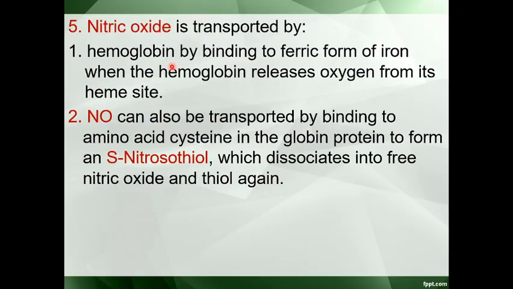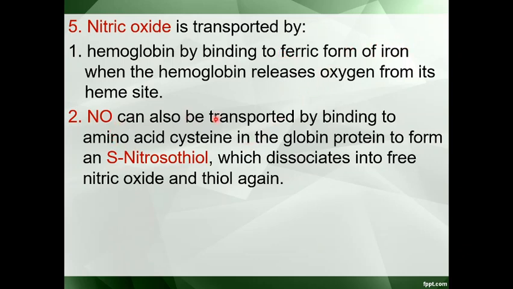Nitric oxide. Nitric oxide is transported by hemoglobin by binding to the ferric form of iron, when hemoglobin releases oxygen from its U side. So which form of iron binds? Ferric form. Nitric oxide binds with the ferric form of iron.